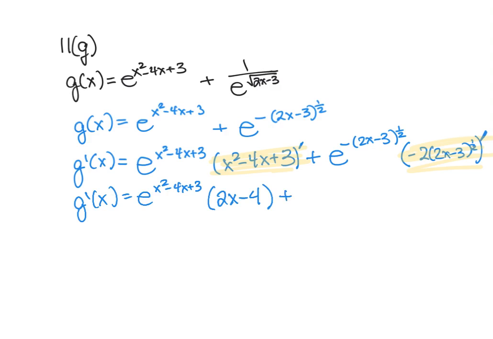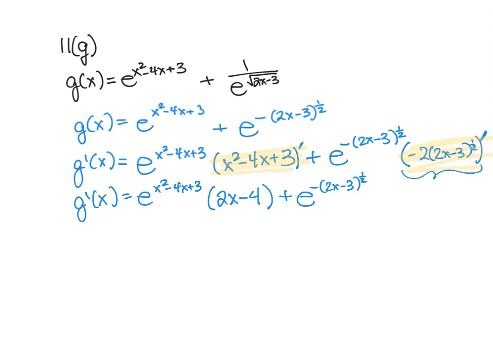Now we're ready for the second term. We copied the e to the negative 2x minus 3 to the 1/2. That's the derivative of the outside function with the inside plugged in from our chain rule. And we still need to take the derivative of the inside function. So now we're looking at just this highlighted portion here.